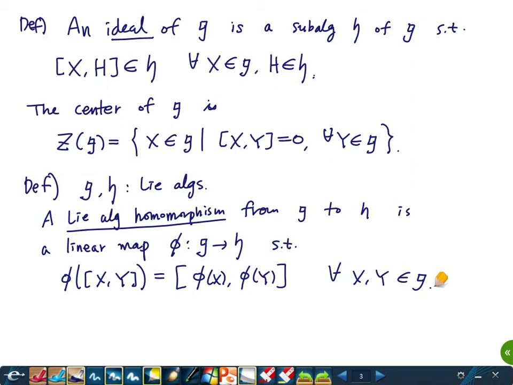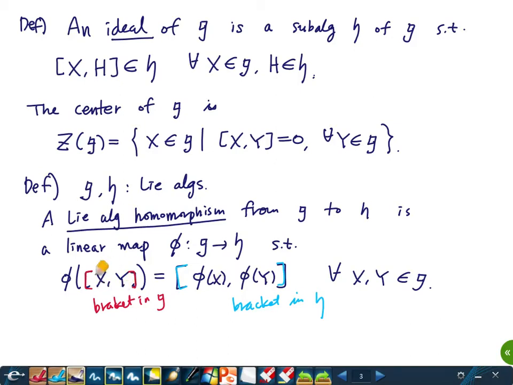Because both G and H are Lie algebras, we have a Lie bracket here and a Lie bracket here. But they are different because the spaces are different, so their maps are different. So this bracket is a bracket in G, right? But this one, on the other hand, is a bracket in H. But we will just write the same using the same notation because the meaning is clear.